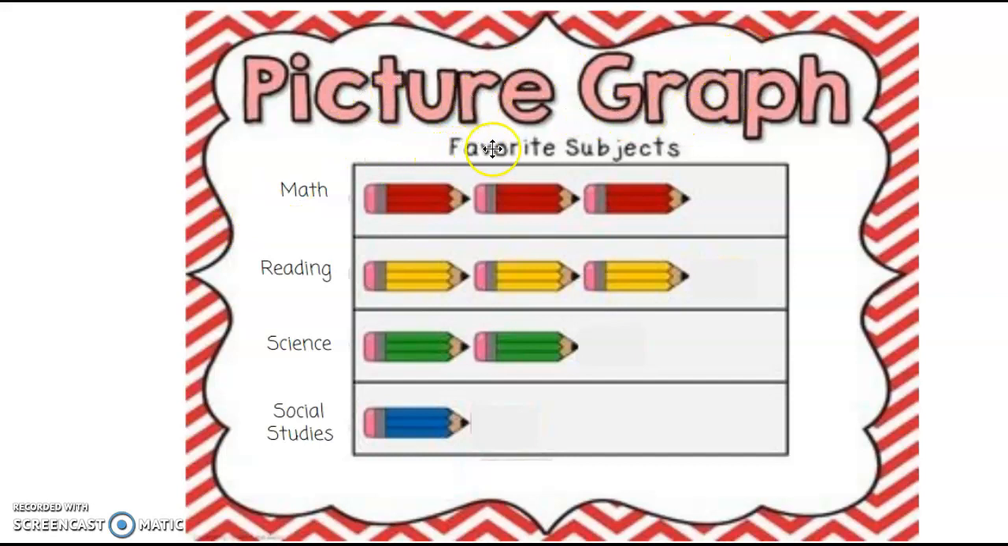This is a picture graph of favorite subjects. So the ones we are talking about and the ones we collected information on are math, reading, science, and social studies. So someone asked their students whether or not they liked math, reading, science, and social studies the most. And when we look over here, we have pictures that stand for each student that was asked.